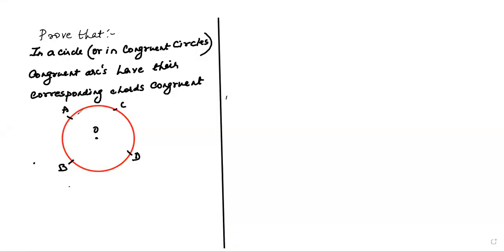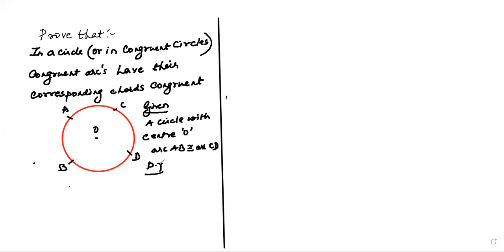See, children, a circle with center O, and this arc AB and this arc CD are congruent. So what is given to us is a circle with center O. And what else is given, children? This arc AB is congruent to arc CD. What is given? Arc AB and arc CD are congruent.